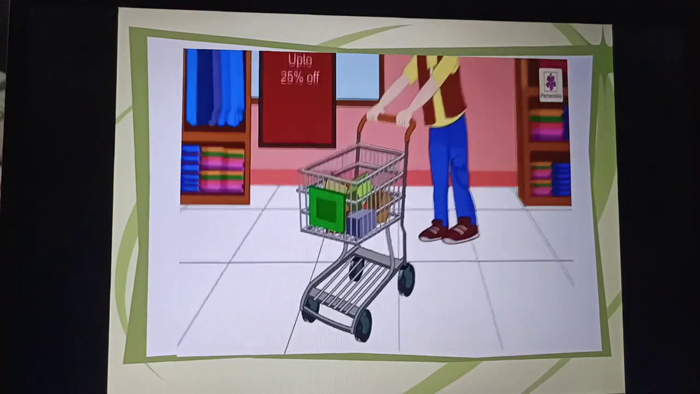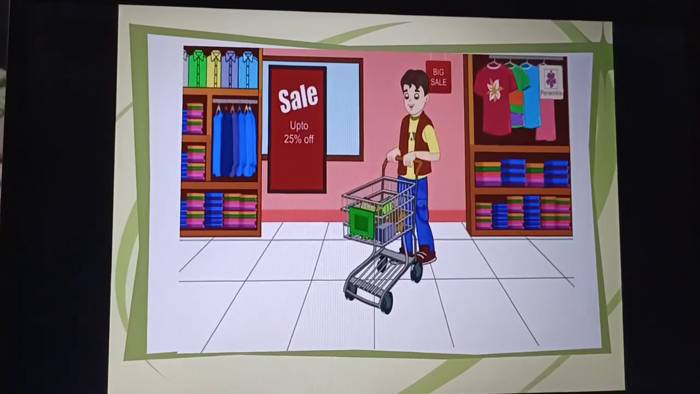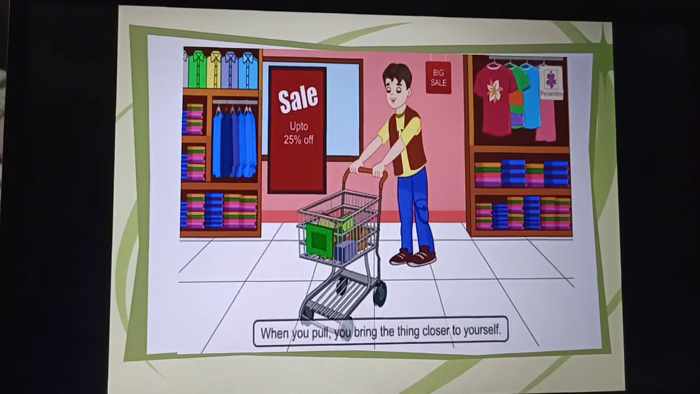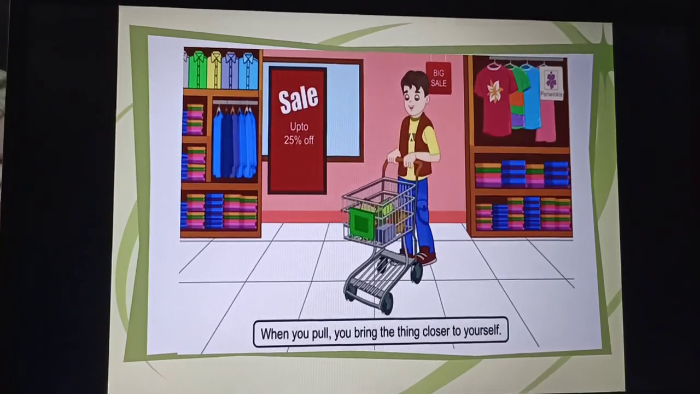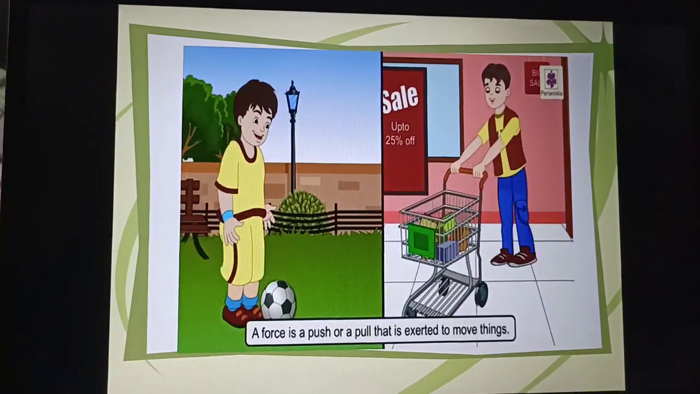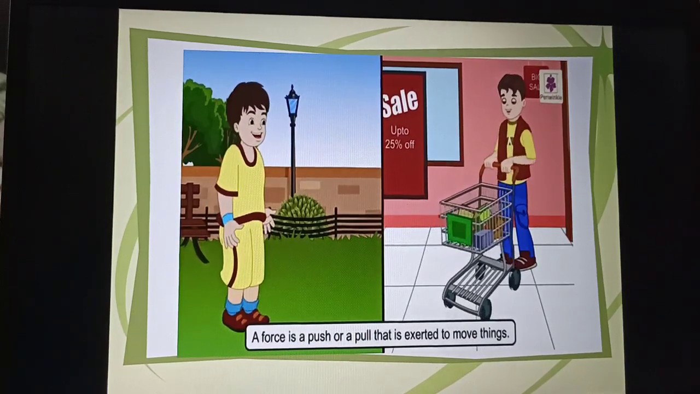Now, look at this trolley. It will move only when he pulls, or else it will remain in its place. Thus, we say, when you pull, you bring the thing closer to yourself. A force is a push or a pull that is exerted to move things.